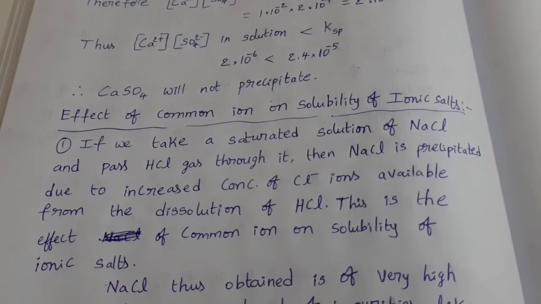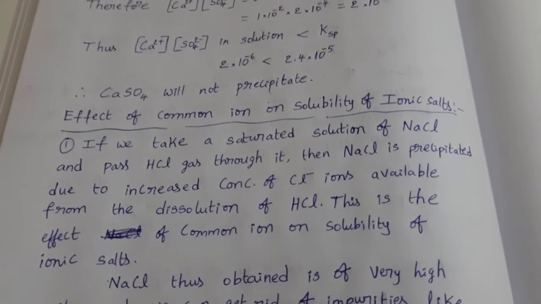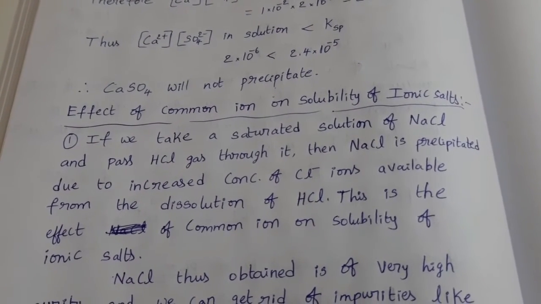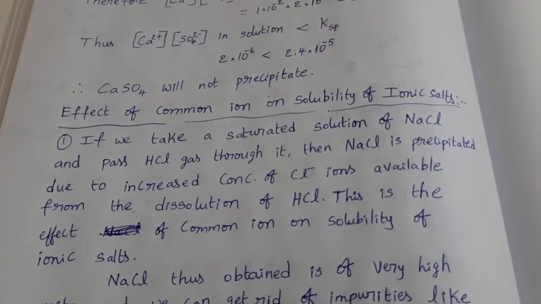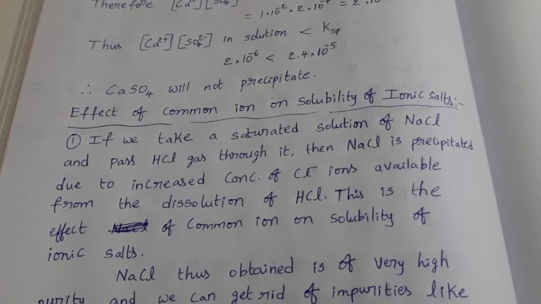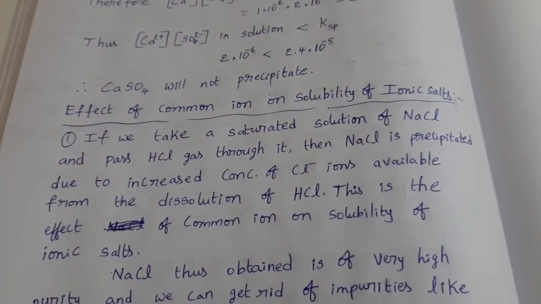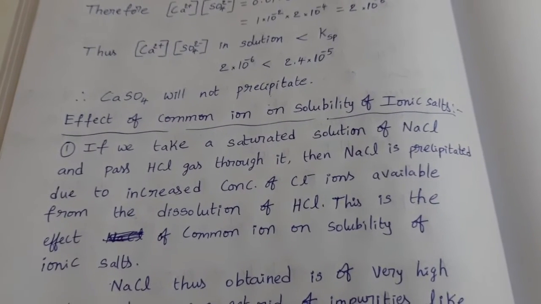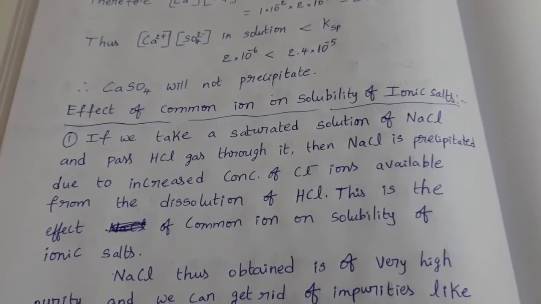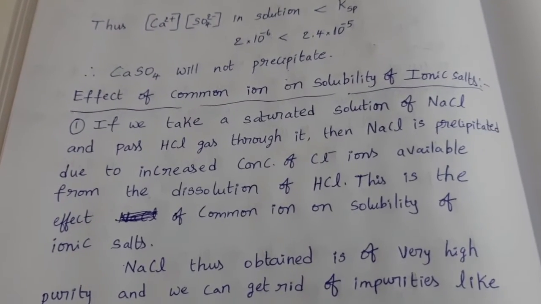In previous classes, we completed solubility product. Now see the next topic, effect of common ion on solubility of ionic salts. Ionic salts means NaCl, KCl, Na2SO4, MgSO4, these type of salts. How does the common ion effect influence the solubility of these type of salts? Say this.